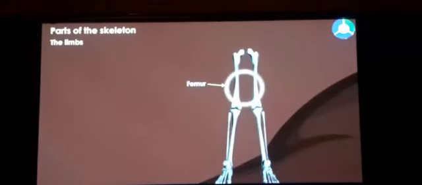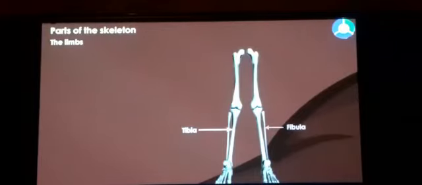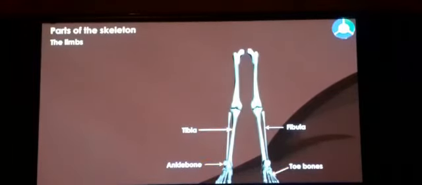The upper leg is made up of a strong long bone called the femur or thigh bone. This is the largest bone in the body. The lower leg has two bones called tibia and fibula, the ankle bone, and the smaller bones of the toes. The upper leg meets the lower leg at the knee.